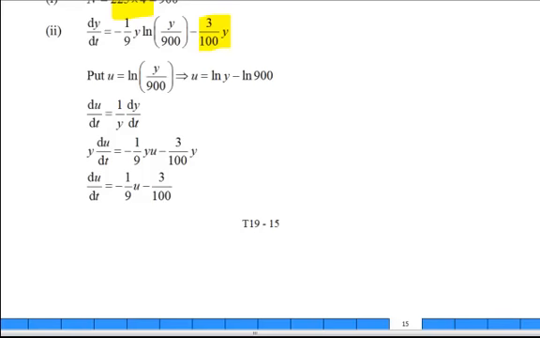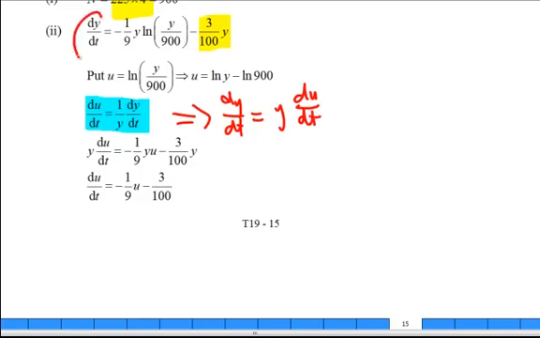To do your substitution, you will first have to differentiate. You will obtain du/dt equals 1 over y dy/dt. After which, you are then supposed to substitute this into the given differential equation, the modified one. And since dy/dt equals y times du/dt, when we substitute dy/dt, we will obtain y du/dt.